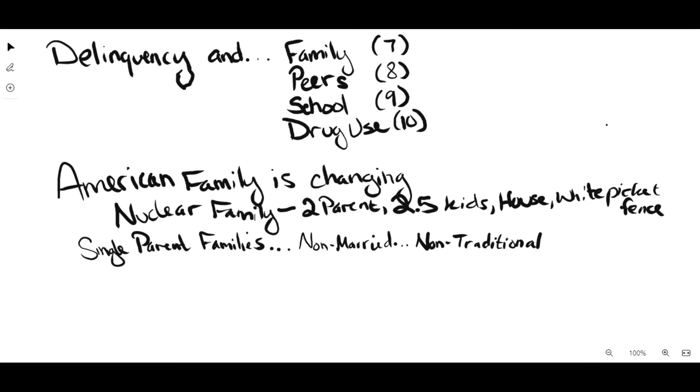Not every family has a house. Some people rent their entire lives. Some people have no kids. Some people have more kids. Some people have one kid. If they own a house, they don't have a fence. Fences are expensive, believe it or not. All these things, they're not the same.